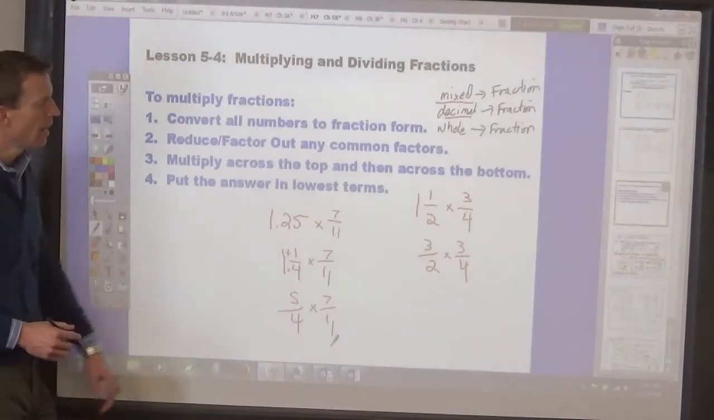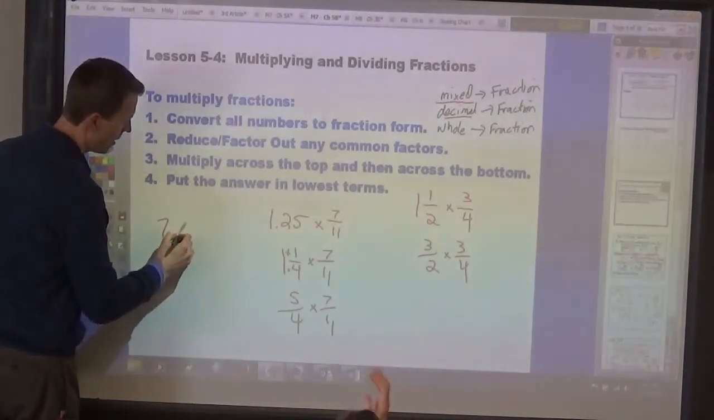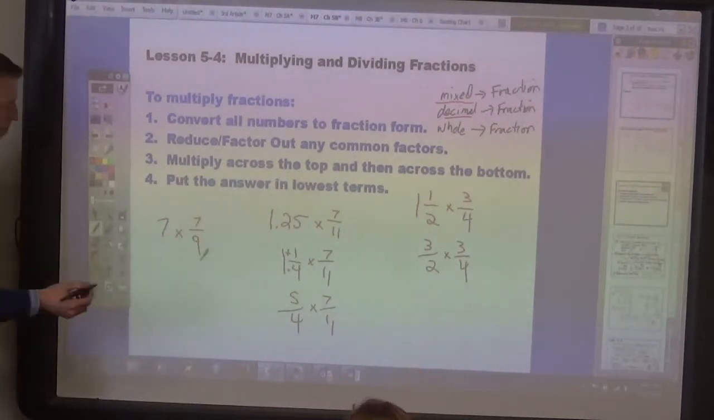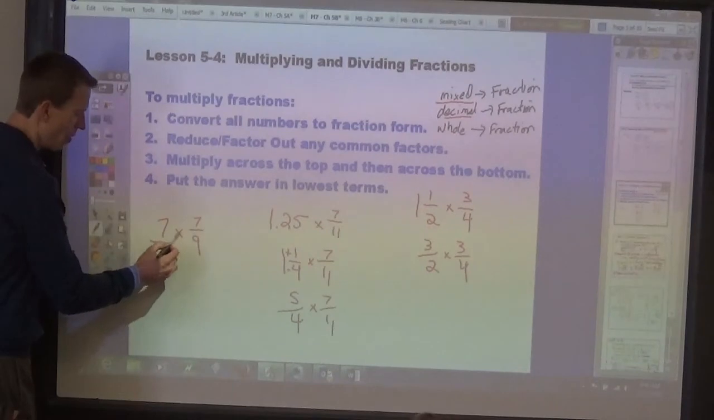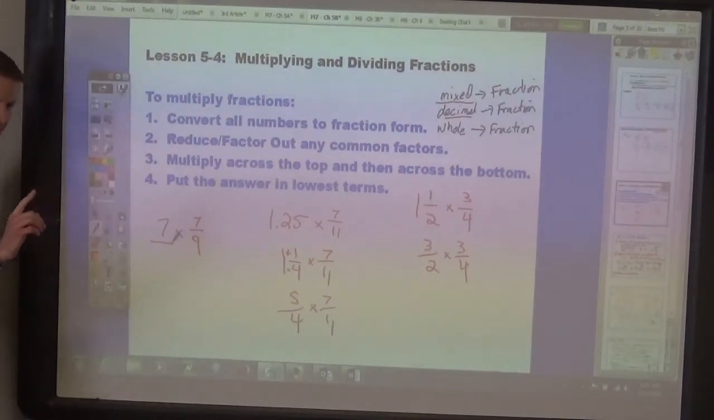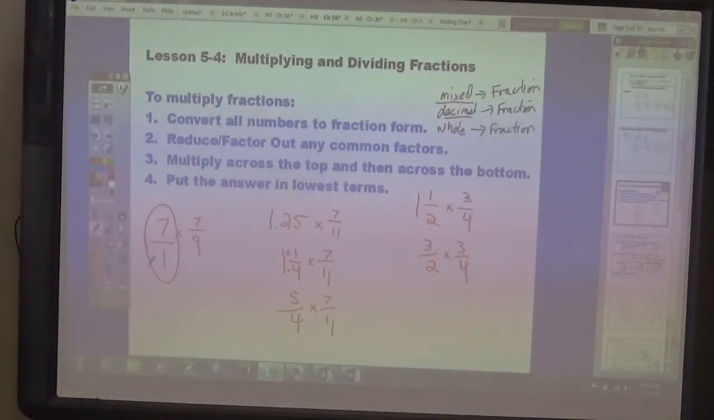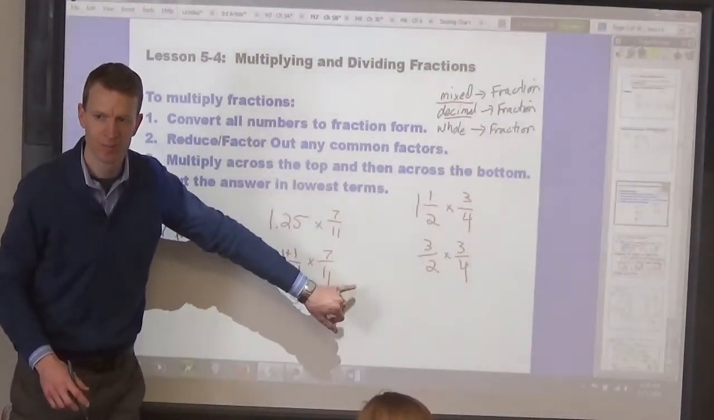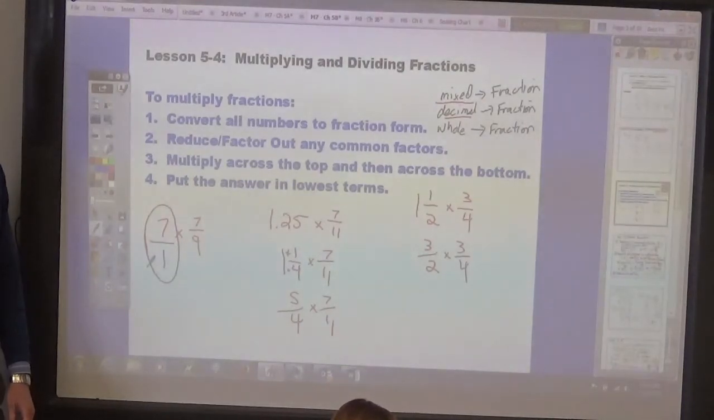Okay? And then the same thing with a whole number. How do you write a whole number as a fraction? Like 7 times 7/9. Melina? Would you write 7/7 or 7? You're on the right track, but it's 7 over 1. A whole number can be written as a fraction just by putting it over 1. Okay? So, make sure you put all these in your notes. You should have been writing while we're going through this. Okay?